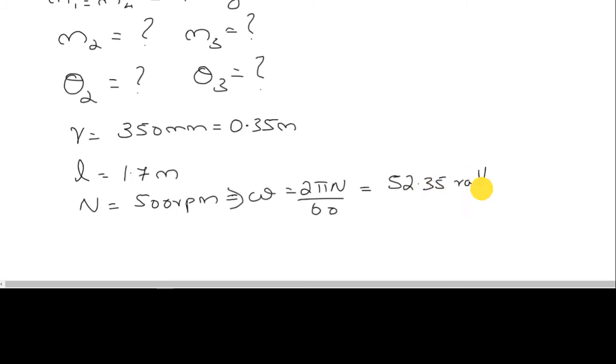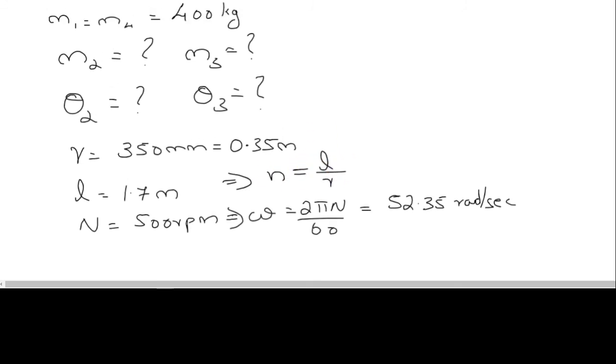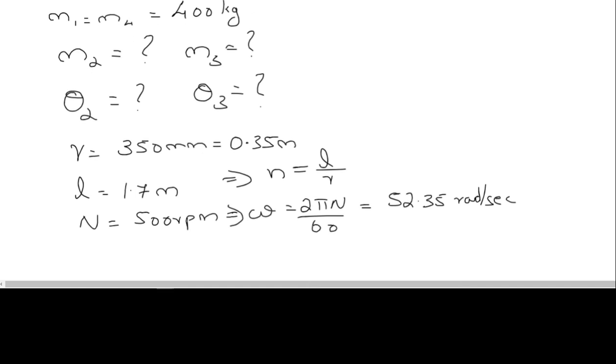radians per second. So these are the given data, and L is given to find out n, which is equal to L by R, the obliquity ratio. That is why L is required. Other than that, there is no relevance for L.